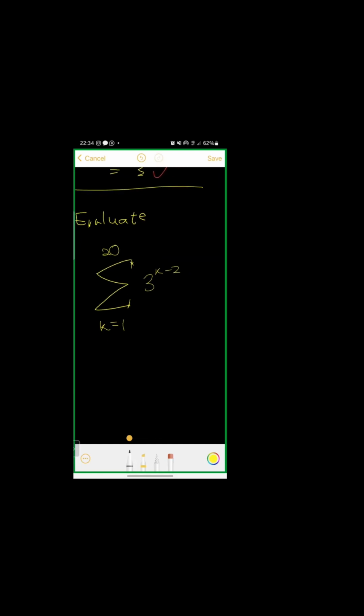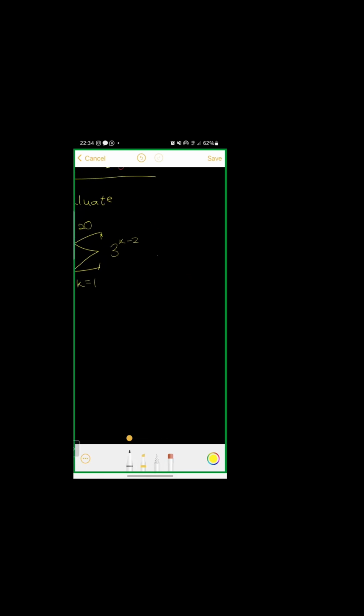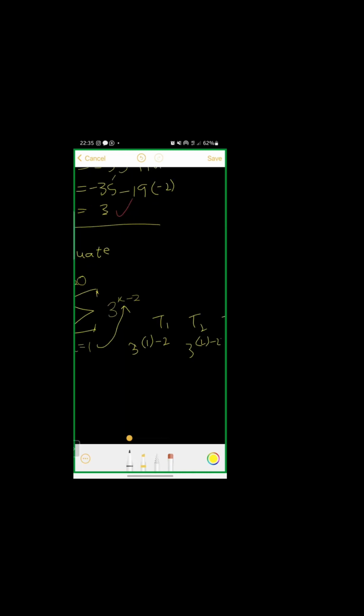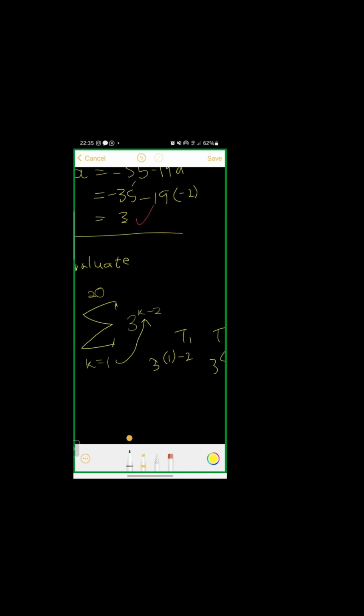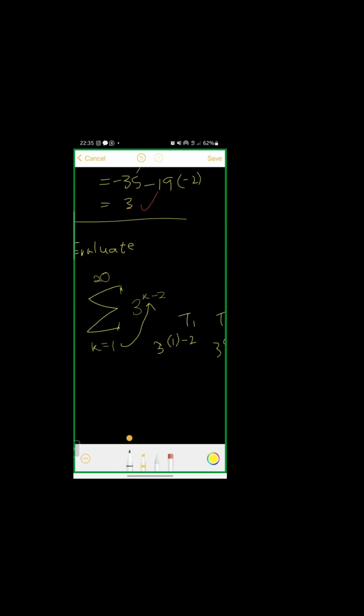So let's find the first 3 terms: T1, T2, and T3. Our T1 is 3 to the power of 1 minus 2, because our k is equal to 1 there. Then T2 is 3 to the power of 2 minus 2, and T3 is 3 to the power of 3 minus 2. We're just replacing consecutive numbers starting from the number they've given us there.